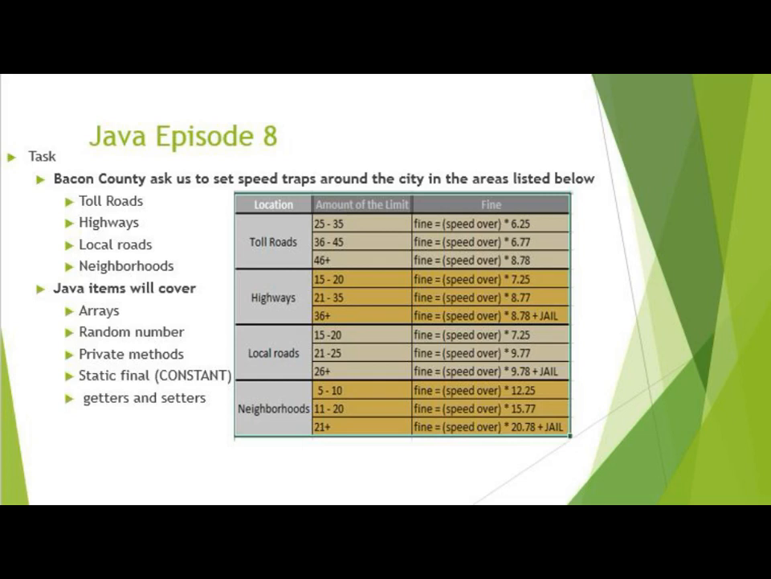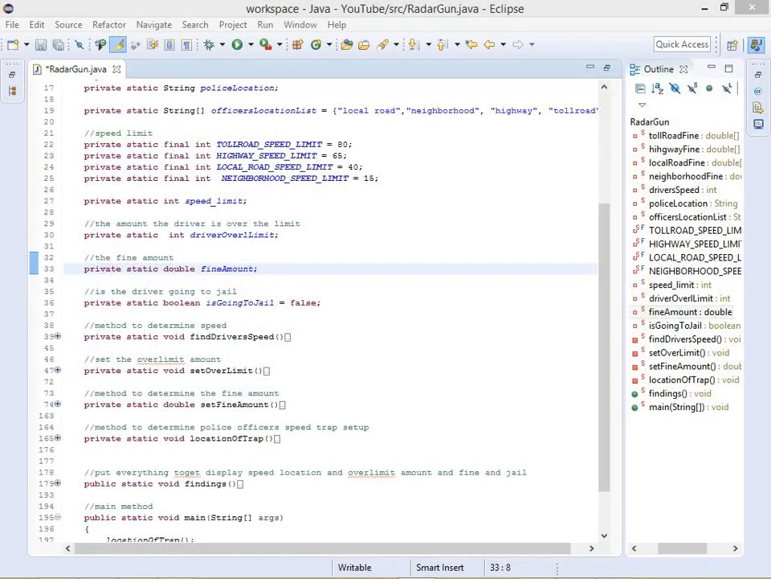But on the toll road, the police officers are very lenient, so you just get a fine. But if you're speeding on a highway, local roads, or neighborhood, over 26, 36 miles per hour, you're going to go to jail. And again, I just made up this scenario. This is not a real life scenario. I just want to show you how we would use what we've learned so far in real life. Okay, so that's the boolean, and I initialized it and set it to false.